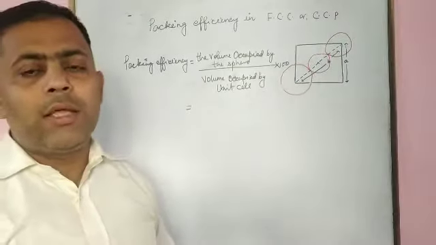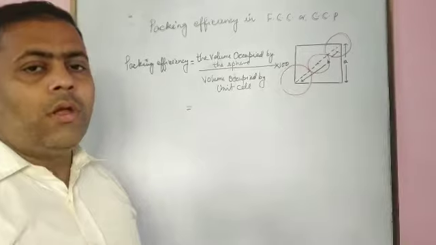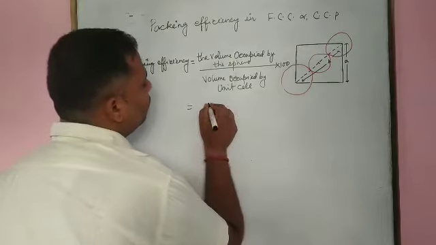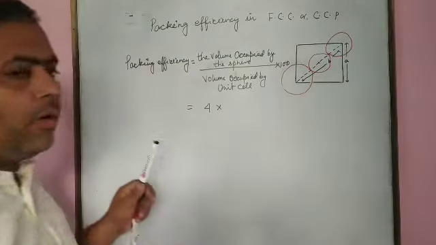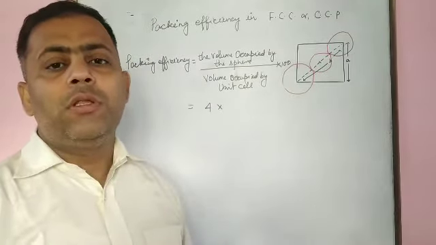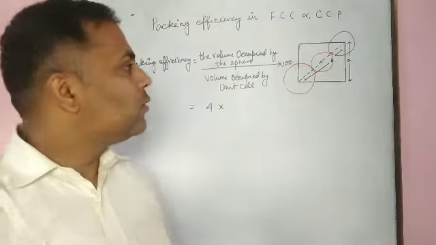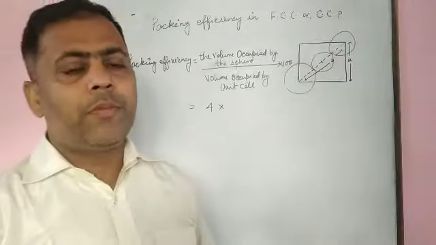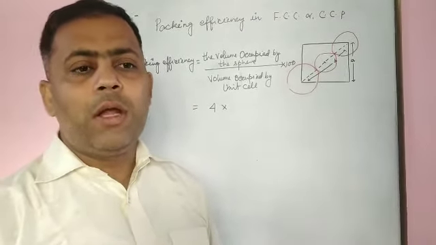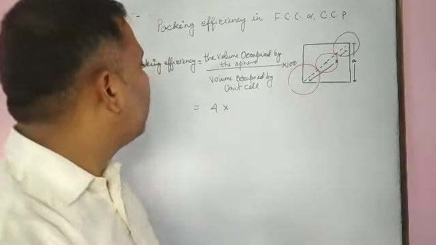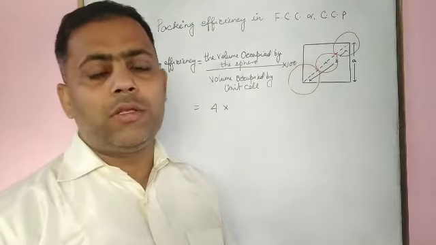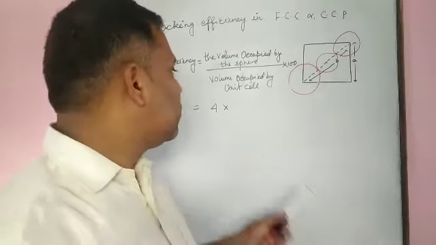We know the volume occupied by the unit cell. How many spheres are there in face centered cubic? I have told you that face centered cubic has 4. The next one: 6 faces, with one sphere at the center of each face, which contributes its 1 by 2 part. It means 3 atoms. And the next one: 8 at each corner, each contributes 1 by 8, it is equal to 1. When we add up, it is equal to 4.